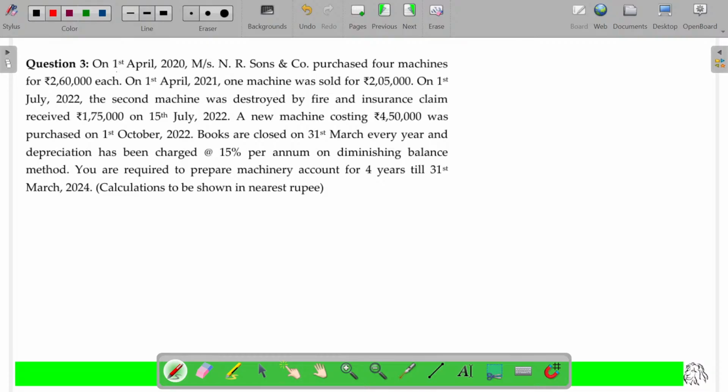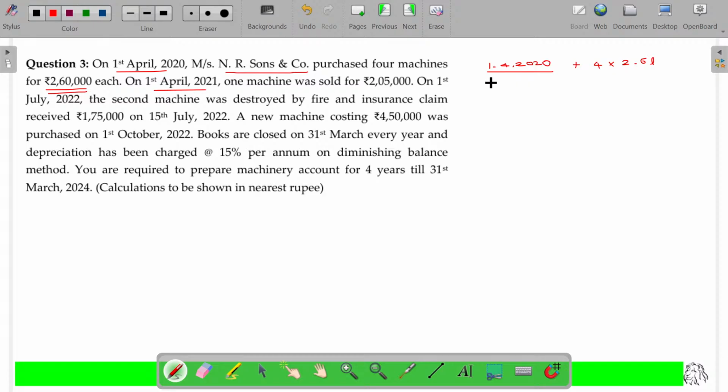On 1st April 2020, Mrs. NR and Sons and Co. purchased 4 machines for rupees 2,60,000 each. I just make a note of all the transactions that happen. 1st April 2020: on that date, they have purchased 4 assets at rupees 2.6 lakhs each.